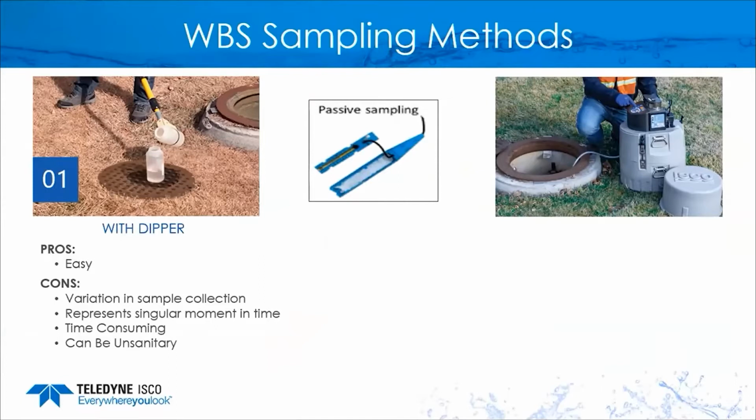It can be used as a quick method for sampling if an automatic sampler is not available, and it can provide a quick indication of the presence of a particular constituent and if additional more representative sampling is required.